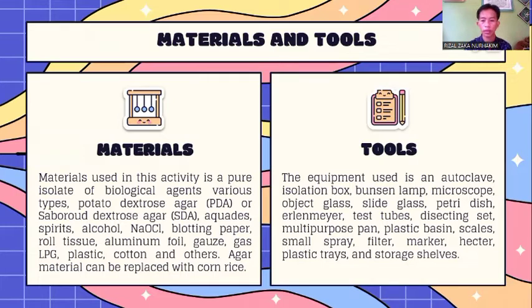The next is tools. The equipment used in an autoclave, isolation box, Bunsen lamp, microscope, object glass, slide glass, petri dish, Erlenmeyer, test tubes, dissecting sets, multi-purpose pen, plastic basin, scales, small spray, filter, marker, hector, plastic trays, and storage shelves.